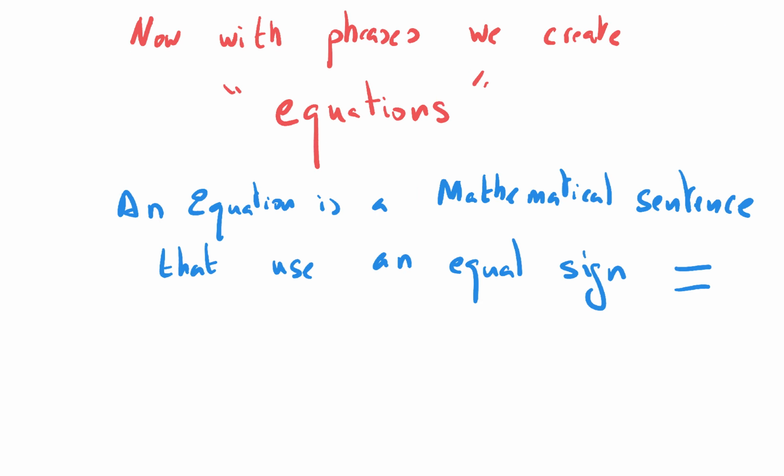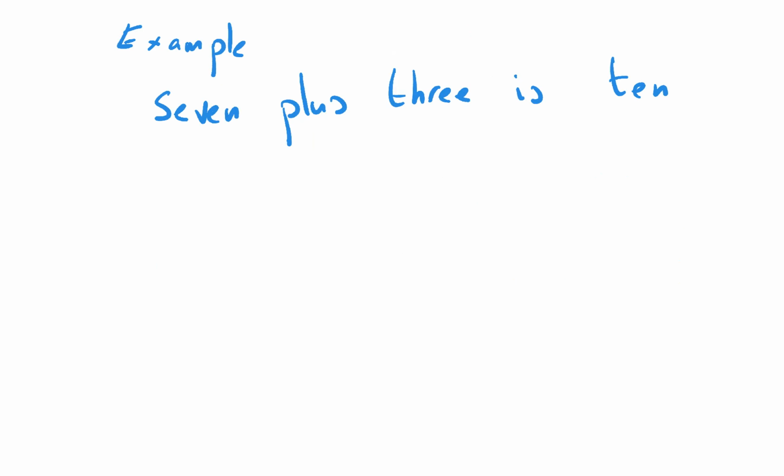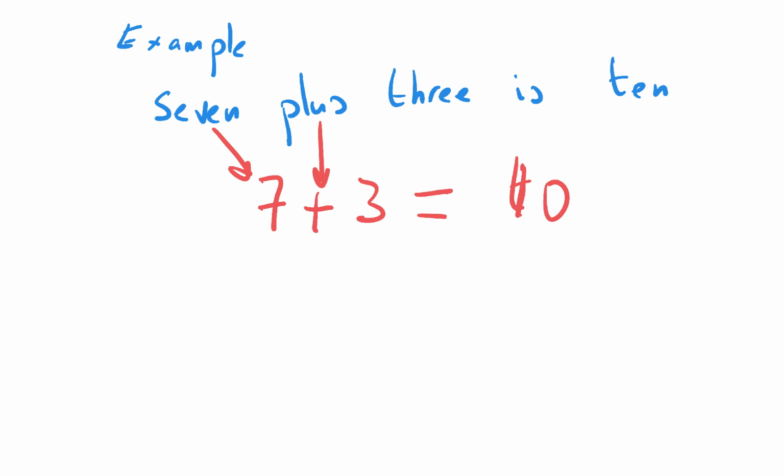Now, with phrases, we can create an equation. And an equation is a mathematical sentence that uses the sign equal. This sign, equal. Okay, let's do equations. 7 plus 3 is 10. So, 7 plus 3 is equal to 10. So, we have done an equation.